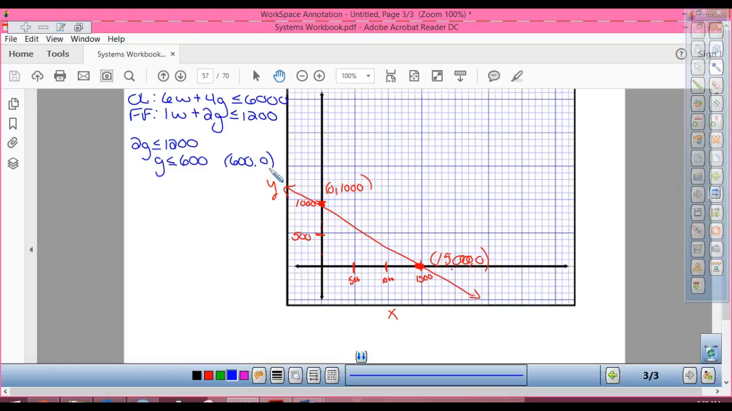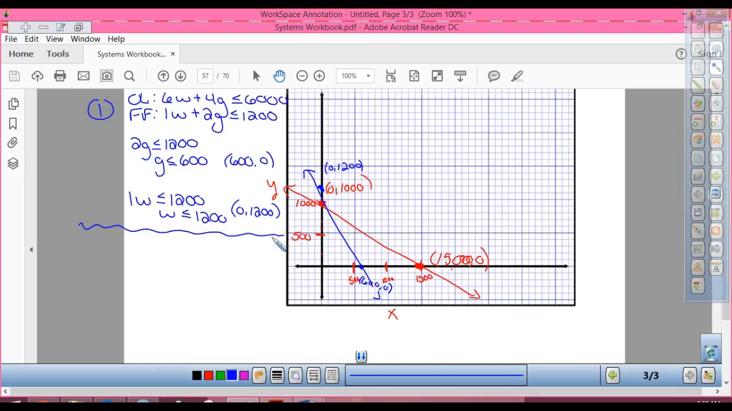And our other one, cover up our G. I have 1W is less than or equal to 1200. Are you sure you're getting this stuff down? Okay, so W is less than or equal to 1200. So this point is 0, 1200. So 600, 0 is right here. 1200 or 0, 1200 is right there. Looks like that, right? So that was step one. There's three steps to this. I know, I told you they were going to be super long.